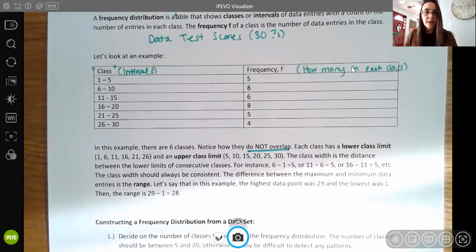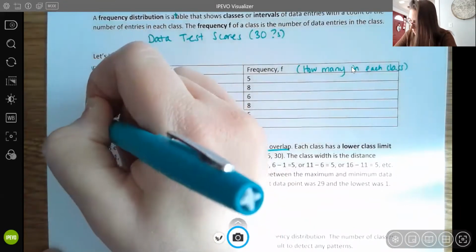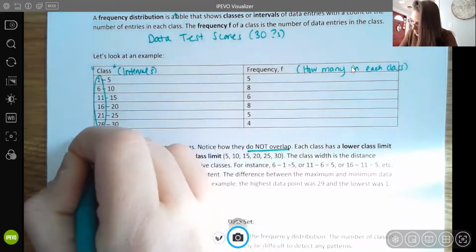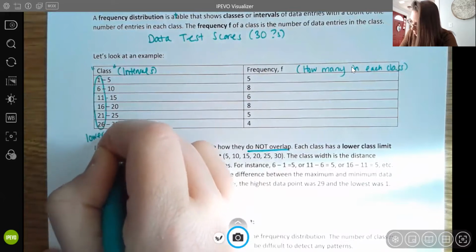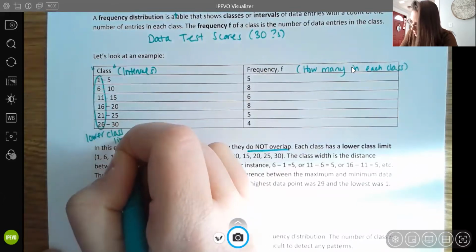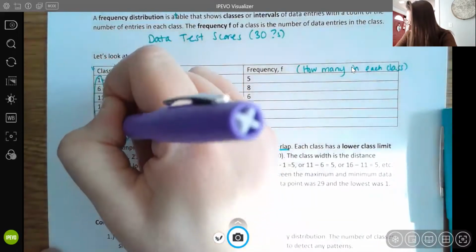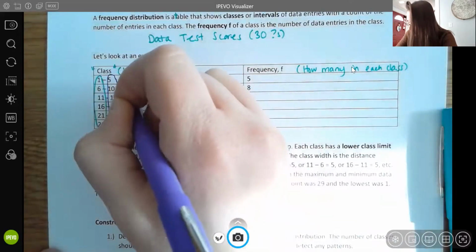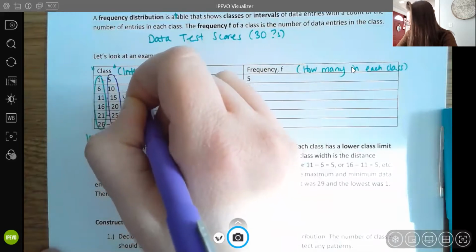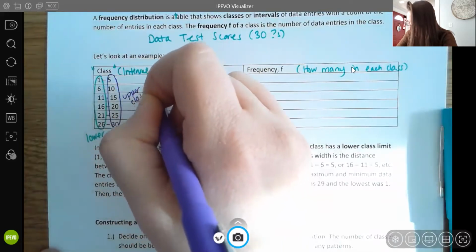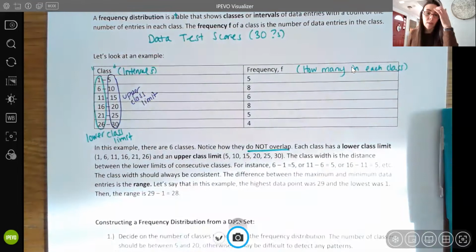Each class has a lower class limit and an upper class limit. So these values right here are your lower class limits. It's the bottom number of the class. And then these values here are called the upper class limits. So it's the highest value and then the lowest value in the class. So your upper and lower class limits.